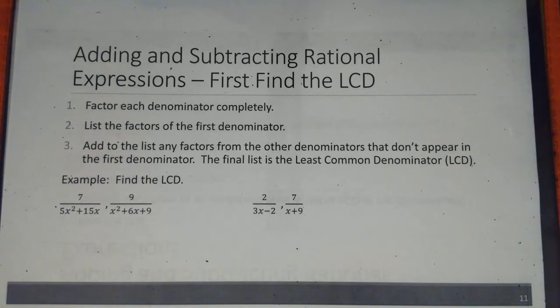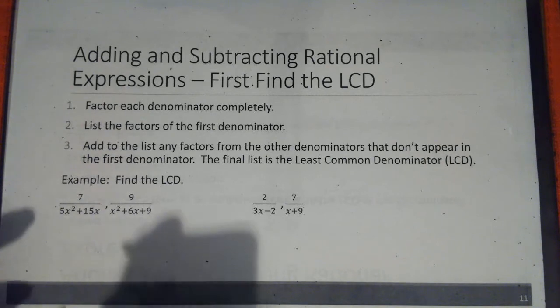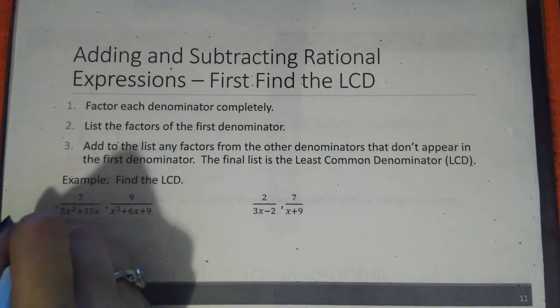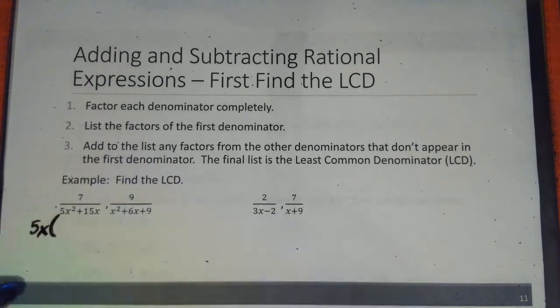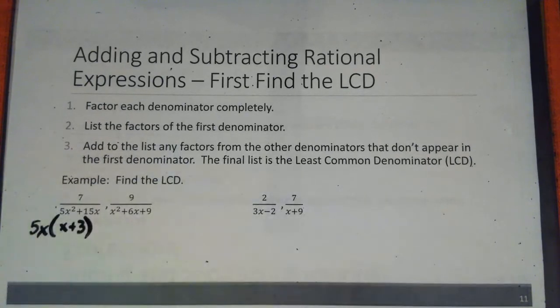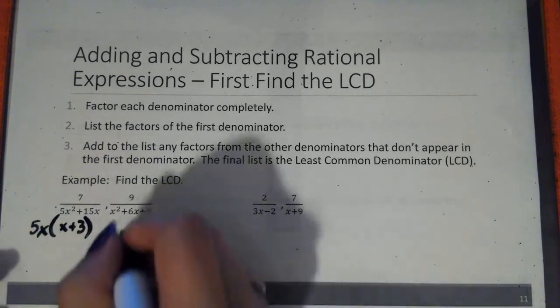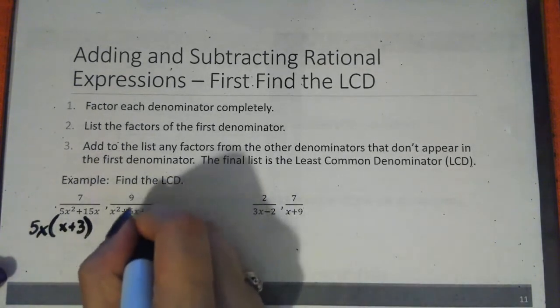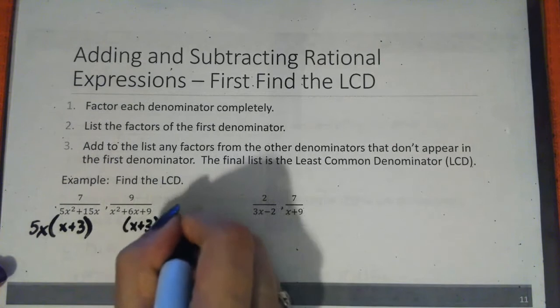So starting off, we're looking at 7 over 5x squared plus 15x and 9 over x squared plus 6x plus 9. First, we need to factor our denominators. This first denominator has a greatest common factor of 5x. And if I factor that out, I'm left with x plus 3. My second denominator factors into x plus 3 times x plus 3.